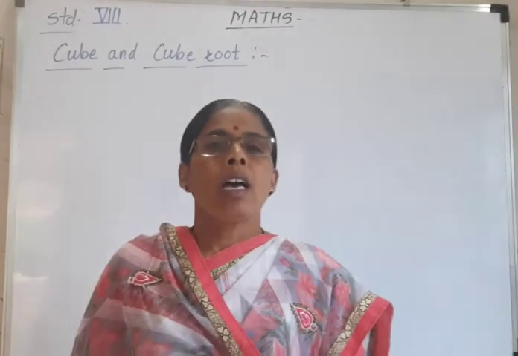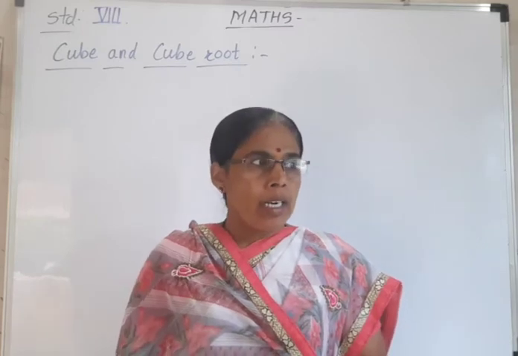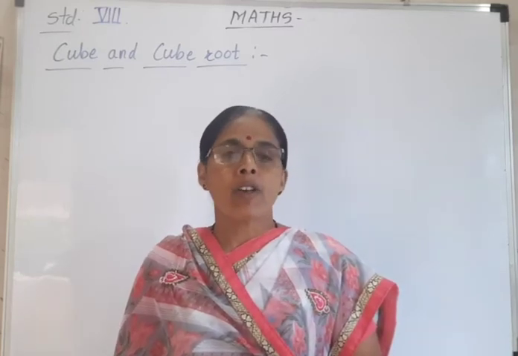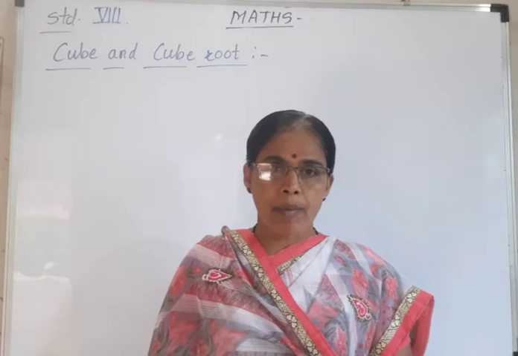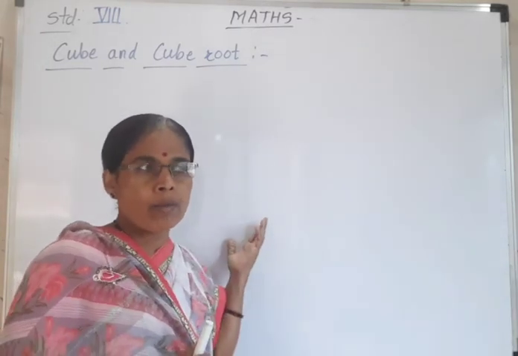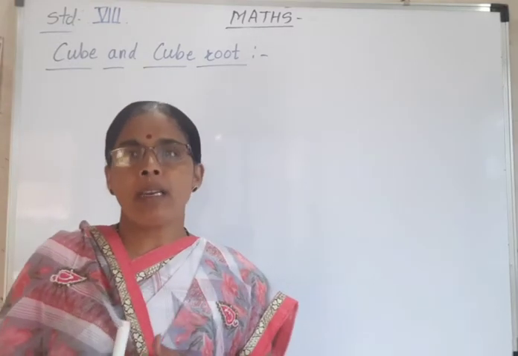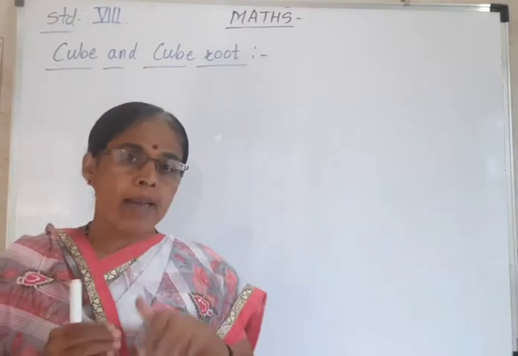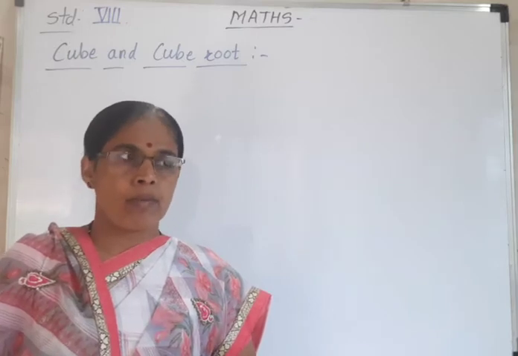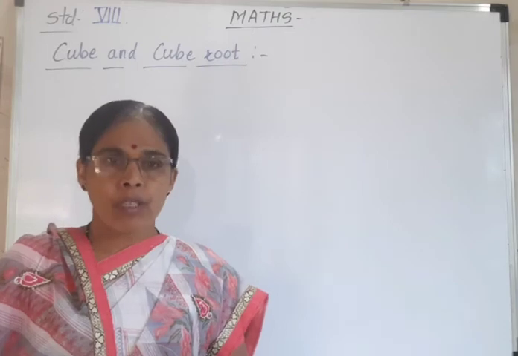Hello students, in the previous video we learned about the index form of numbers, that is, when the index of any rational number is of the form m upon n. Now in this video we are going to learn about cube and cube root. As we know, cube means if any number is multiplied 3 times by itself, that is a cube, because we know how to find square and square root, and cube also.